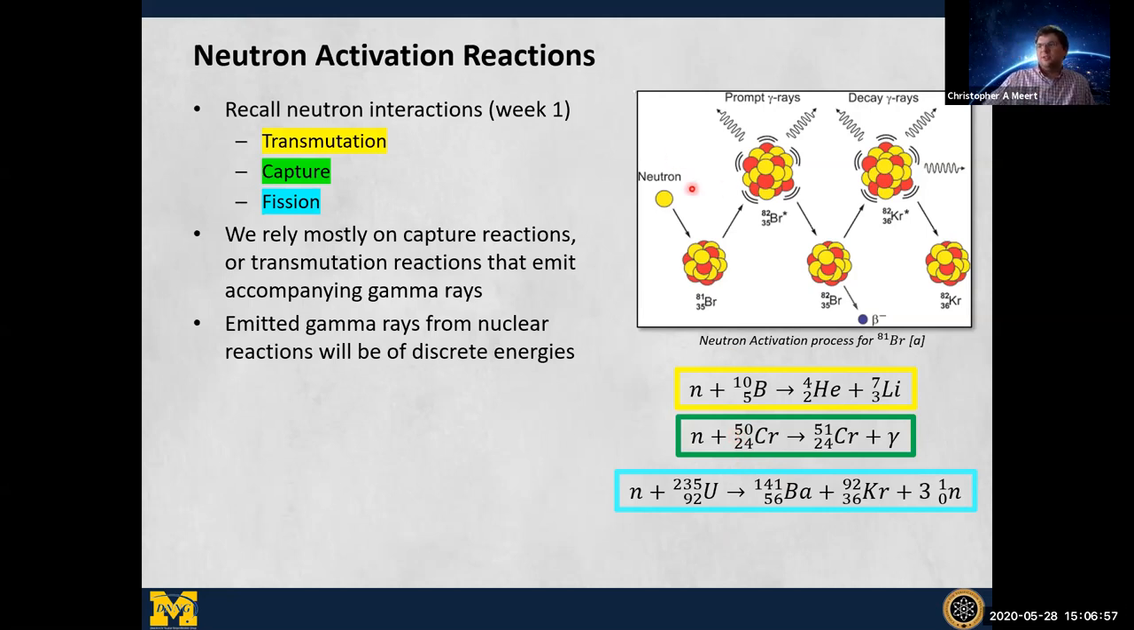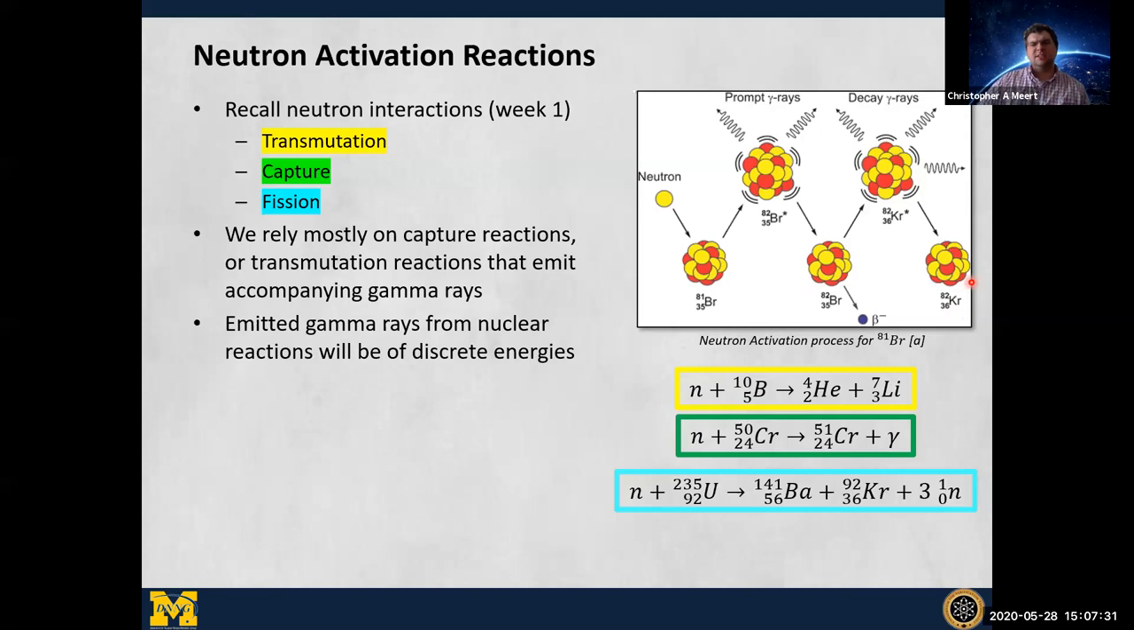So a good example shown on the upper right is a bromine 81 activation. In this case, a neutron is absorbed by bromine 81. It becomes bromine 82 and is in an excited state. It's then going to emit some prompt gamma rays and transition to its ground state. And then, because that is a radioactive element, it will undergo a beta emission to become krypton 82, which is then in an excited state, emitting further gamma rays. So then it returns to the ground state.